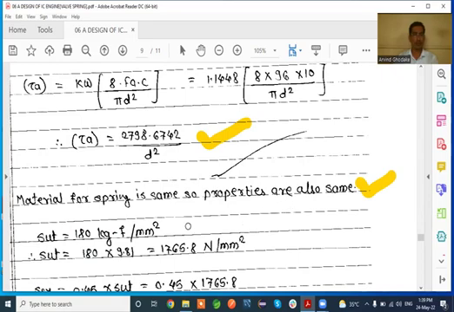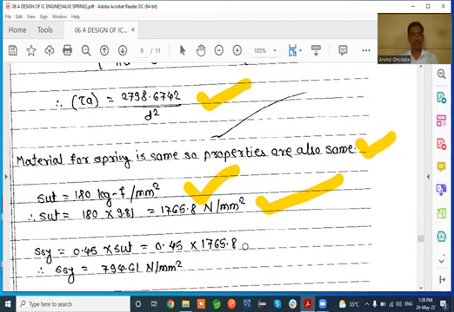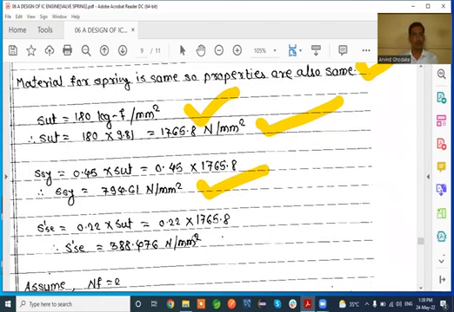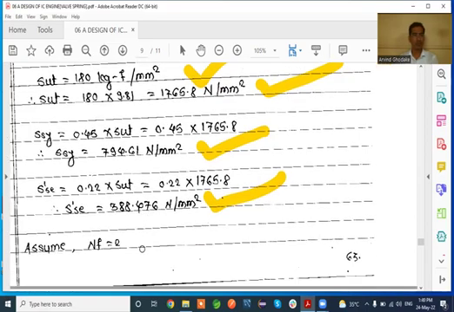So SUT is 180 into 9.81. So that will be 1765.8 Newton per mm square. Then SSY is again 0.45 into SUT. So SSY will be equal to 794.61 Newton per mm square. Then S dash SE is equal to 0.22 SUT. So S dash SE will be equal to 388.476 Newton per mm square.